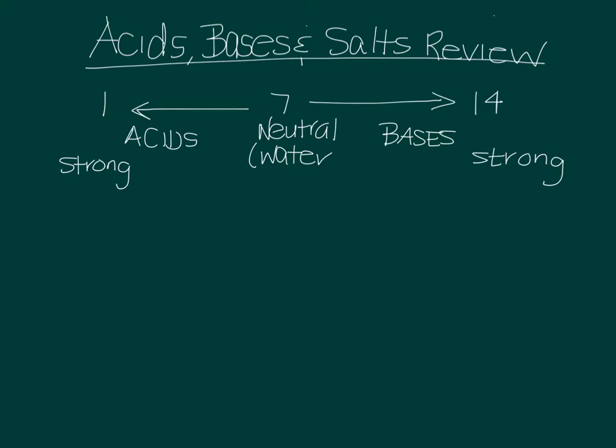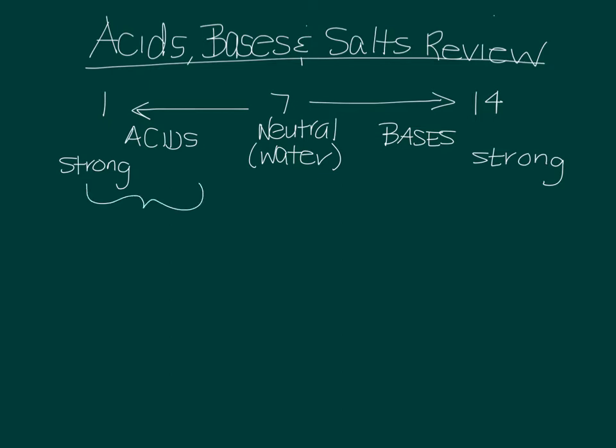So just to review, we've already talked about the pH scale, which goes from 1 to 14. 7 is neutral, so this would be water. Acids are less than 7, bases greater than 7. The further that you get away from 7, the stronger you are. So an acid with a pH of 1 is stronger than an acid with a pH of 6. Likewise, a base with a pH of 14 is going to be stronger than a base with a pH of 8. So let's review some characteristics.